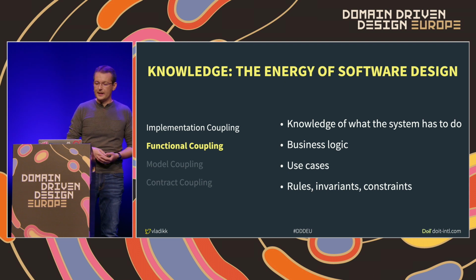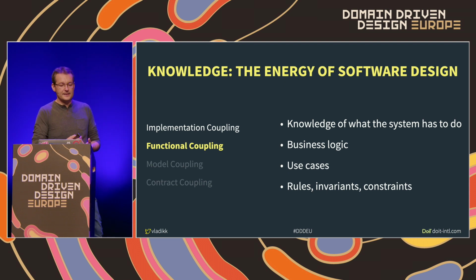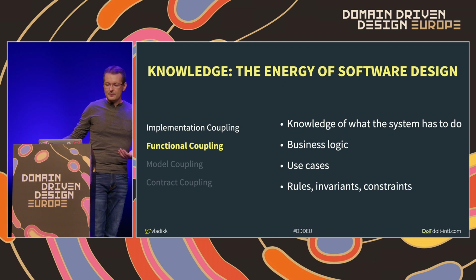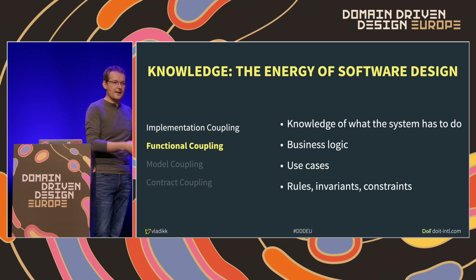Furthermore, functionally coupled modules don't have to be connected physically. Even if that duplicated logic is implemented in unrelated, unconnected parts of the system, they are still going to have to change together. They are still sharing that knowledge.